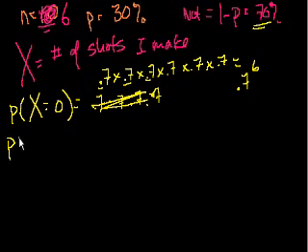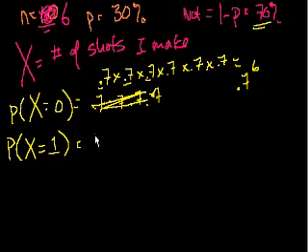What's the probability that I make exactly 1 shot? Well, I might make the first one and then miss the other ones. I might miss all of them but the second. I might miss all of them but the third. So let's think about what's the probability of each of those circumstances.